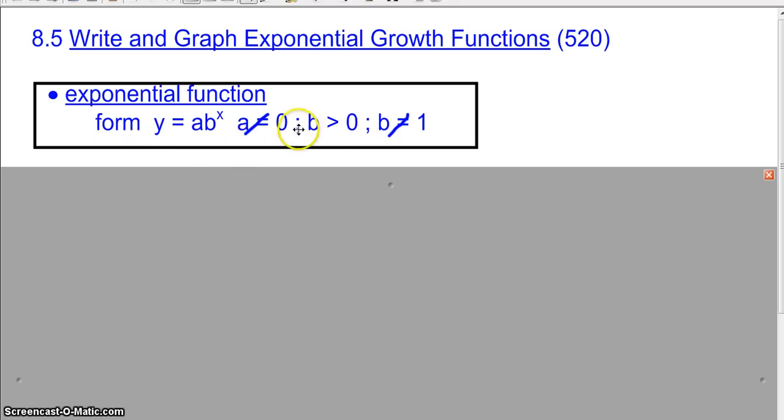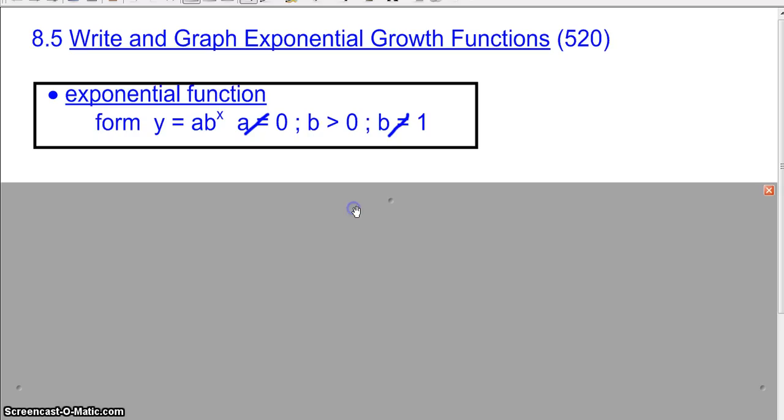Okay? Positive base. And it may not equal 1, because what if you have a base of 1? What is 1 to the first? 1 to the second? 1 to the third, 1 to the fourth. We're back to having a linear equation, okay? It would just be y equals whatever this number is, a times 1, a linear equation, okay? So that's why we have that rule.